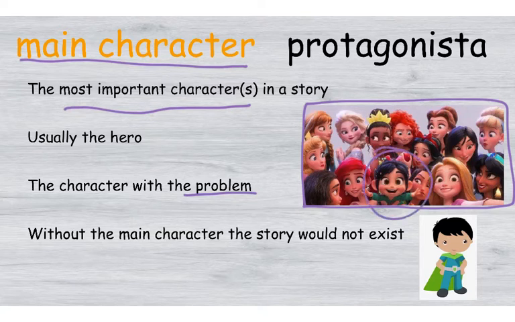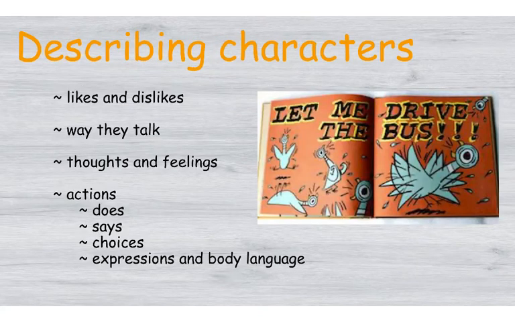So an example here is we have a picture from the movie Ralph Breaks the Internet. And so in the middle here we have Vanellope. So Vanellope would be one of the main characters as well as Ralph, because if you take them out of the movie, it wouldn't have happened. All of these princesses are also in this movie, but they're only in this little part of the movie. The whole thing isn't about them. So the main character is most important and usually the hero.